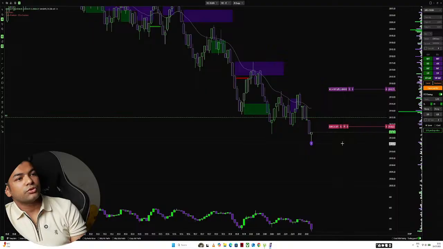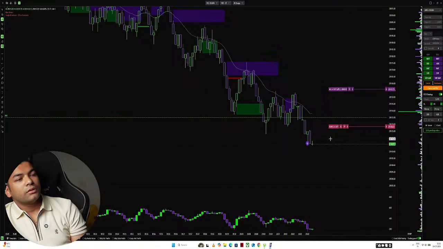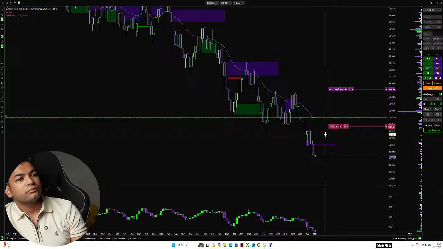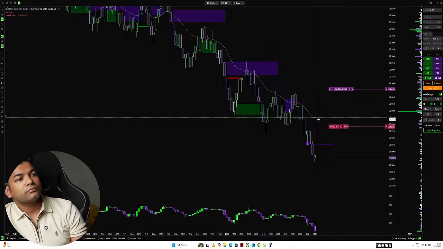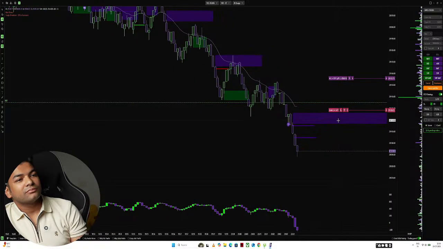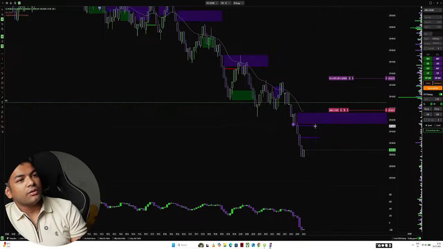Okay, so I'm shorting the market here. Let's see if I get an entry or not. I think we missed the entry, so we will try to see if we can go with the re-entry.